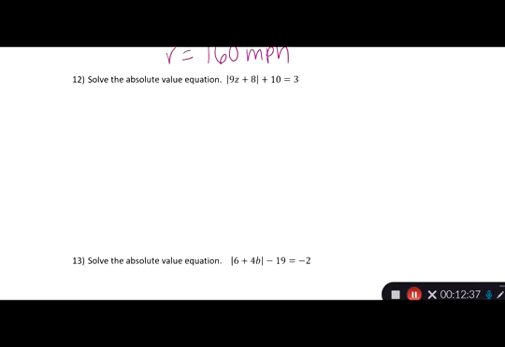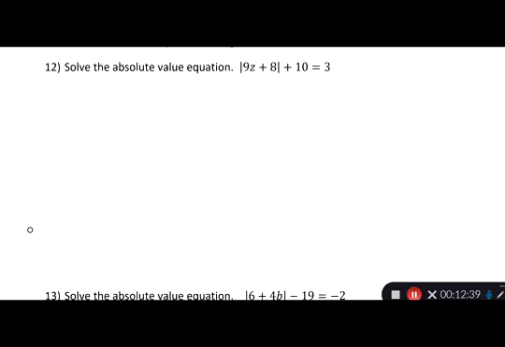All right, so looking at solve the absolute value of the equation. And I'm going to go back and just talk about the definition of absolute value real quick. So when you're talking about absolute value, you're talking about a number's distance on a number line from 0.